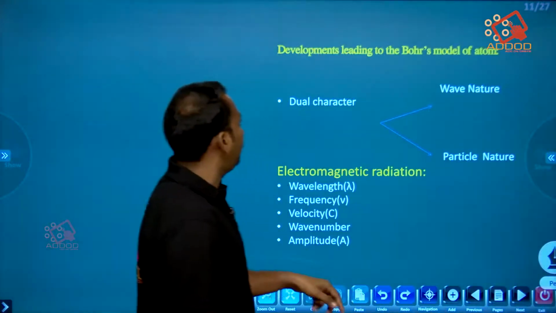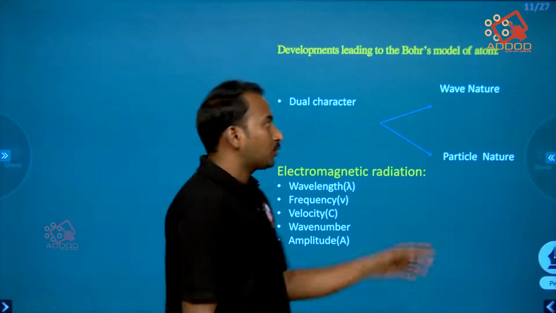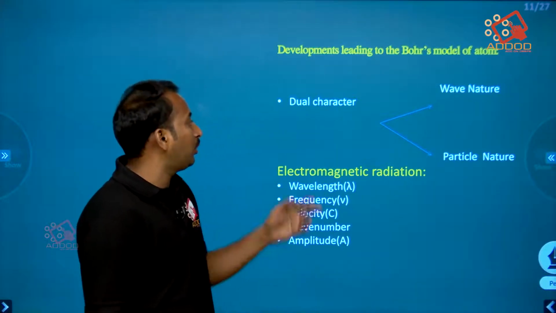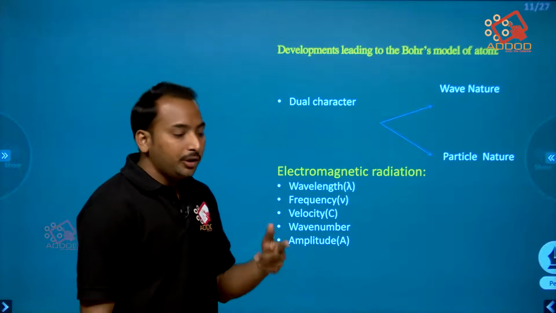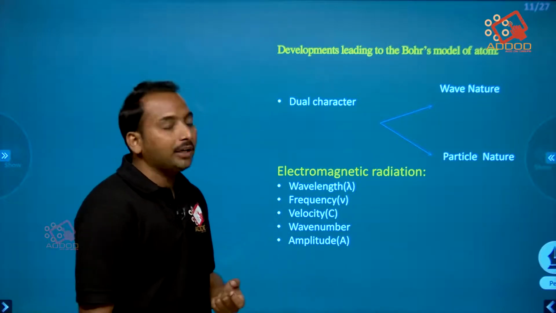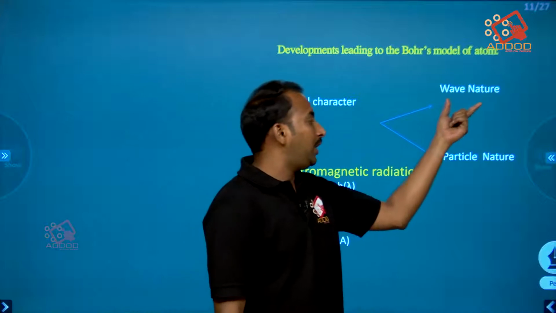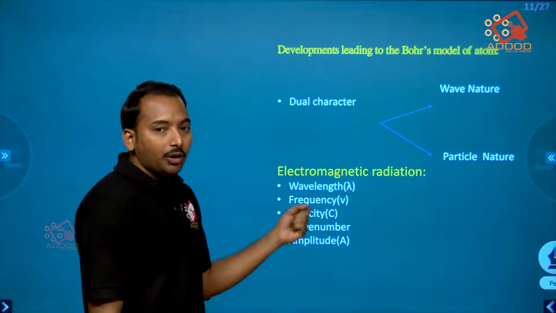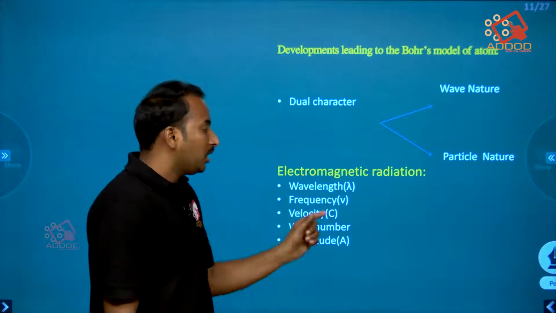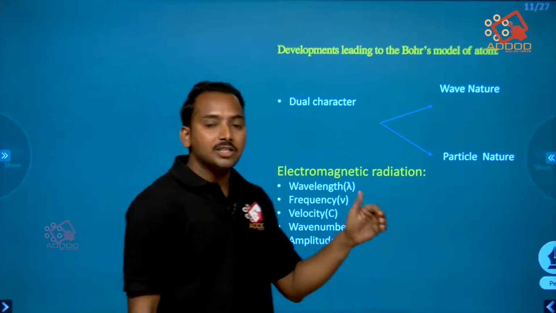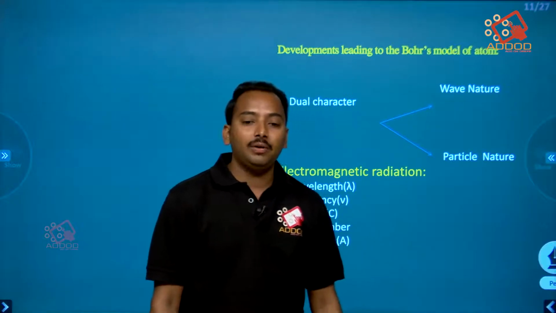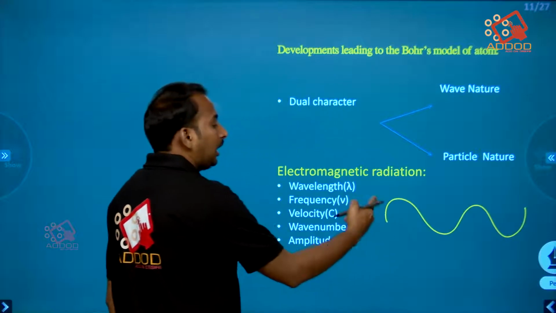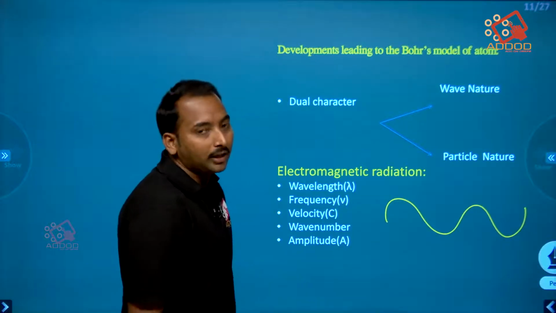And next we go to the developments leading to Bohr's model of the atom. What are the developments before the Bohr atomic model? First, the dual character of electromagnetic radiation, which has both wave nature and particle nature. So we go to electromagnetic radiation. What is meant by electromagnetic radiation? When a charged particle undergoes acceleration, alternating electric and magnetic fields propagate in the form of a wave. This is called an electromagnetic wave or electromagnetic radiation.